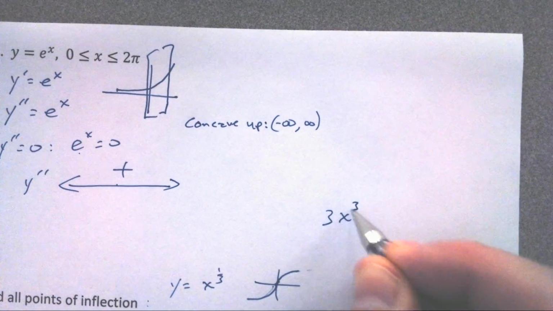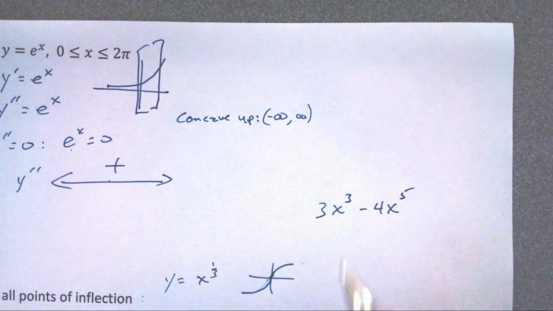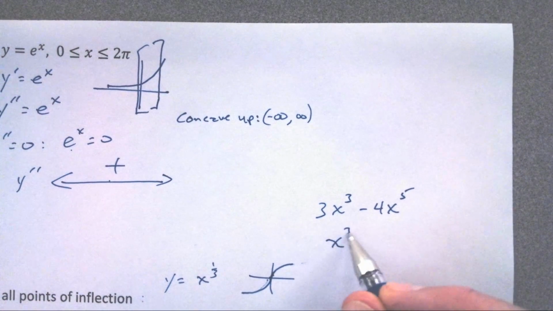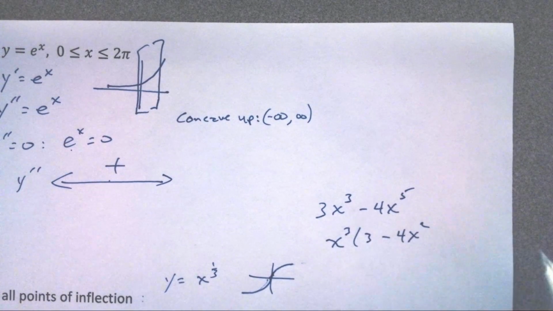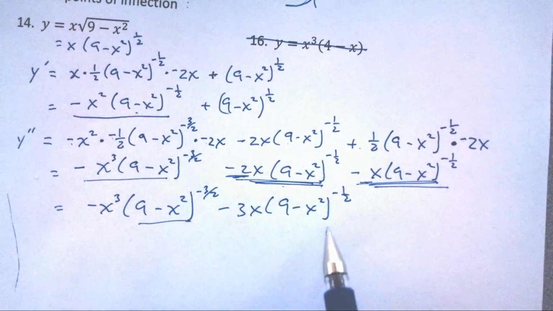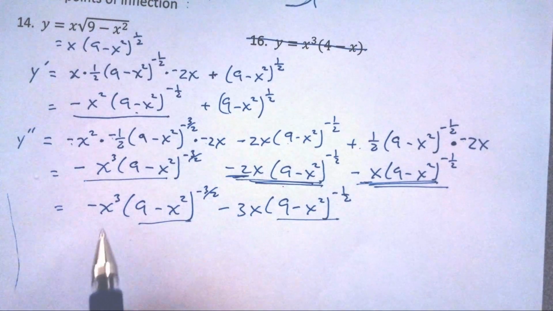3x to the 3rd minus 4x to the 5th. If I was going to factor this, I would factor out a what? X cubed, and I'd get 3 minus 4x squared. But the key is I factored out the smaller number of x's. Well, of these things, my smaller number of them is negative 3/2. But let's take a look.